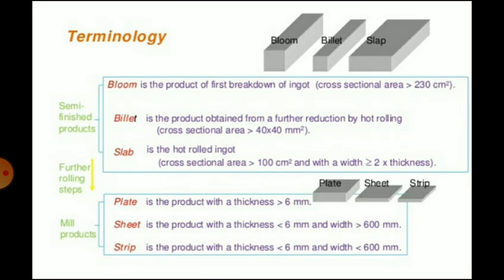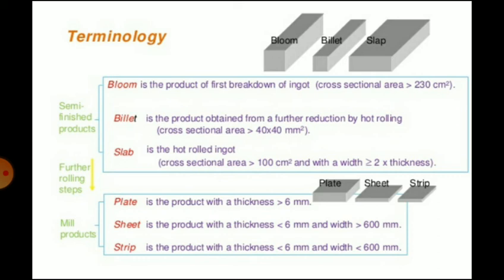So, rolling terminology. The first element is the ingot. Ingot means the raw material made by casting, which is used to make rolled products. Then bloom. The bloom is the product of the first breakdown of the ingot. So when the hot ingot, the raw material, is passed through the two rolls, that product is called the bloom. It is the first breakdown of the ingot.